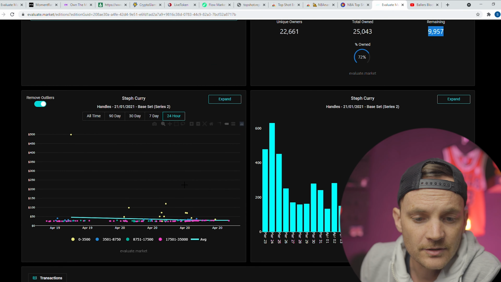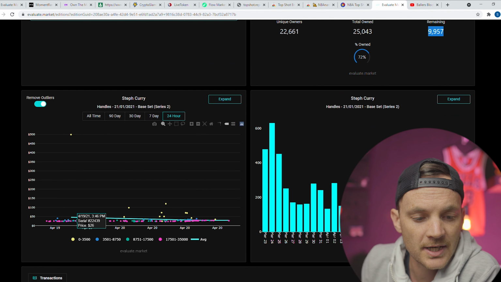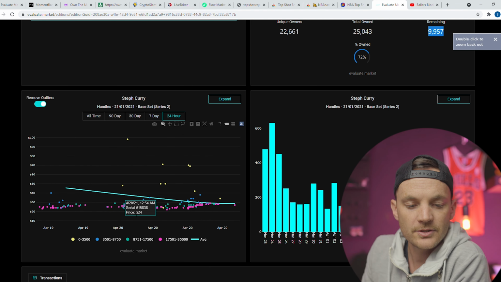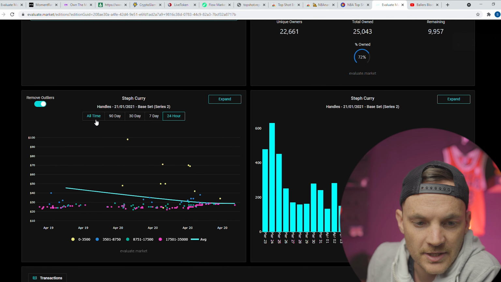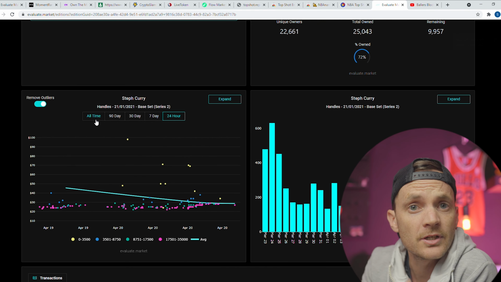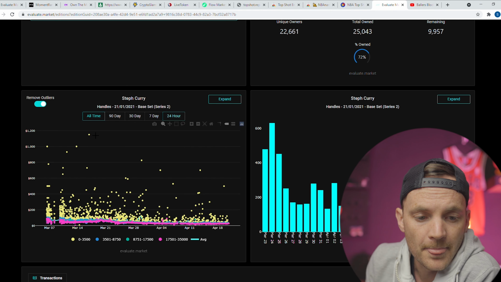But what you can do is come down to this chart and you can see these are all transactions. Now, if I delete the low serial numbers or I zoom in here, you can see all the transactions from the last 24 hours. You can go all time. We can look at the entire history of this moment, which is pretty cool. I mean, look at them all.